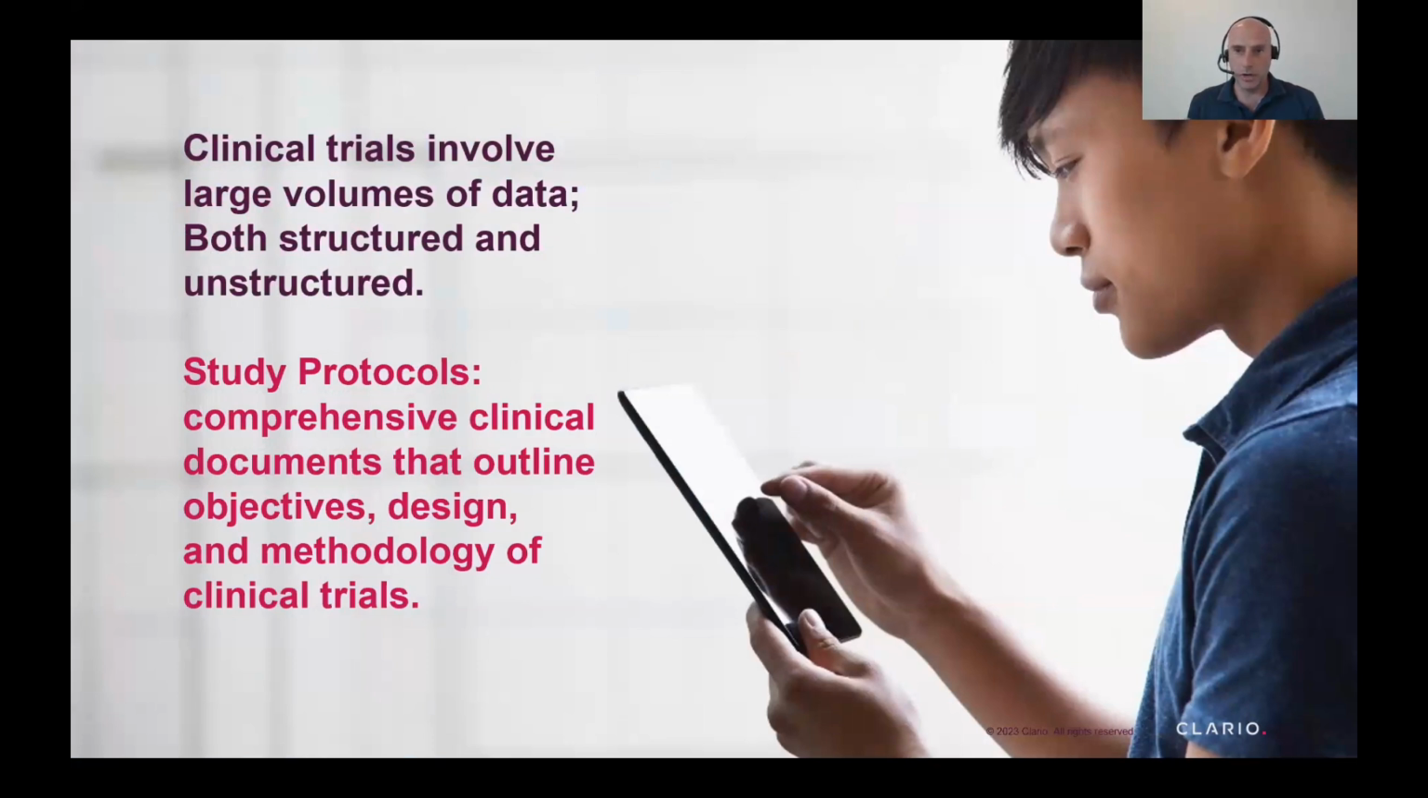For those that are aware of clinical trials, there are large volumes of information, both structured and unstructured. Interestingly, study protocols are one type of unstructured data that is heavily important in a clinical trial. At a high level, they essentially provide a comprehensive view of the clinical trial's objectives, the design, the methodology, the experimental process, and so on. So it has a lot of important information.